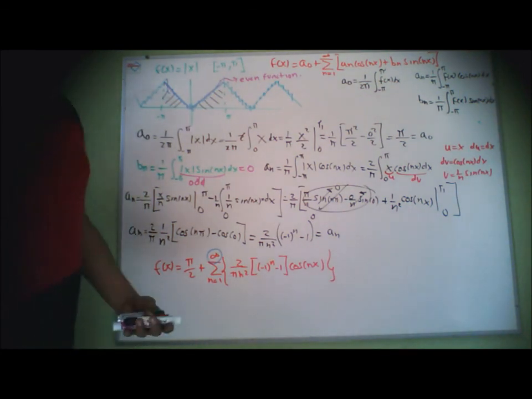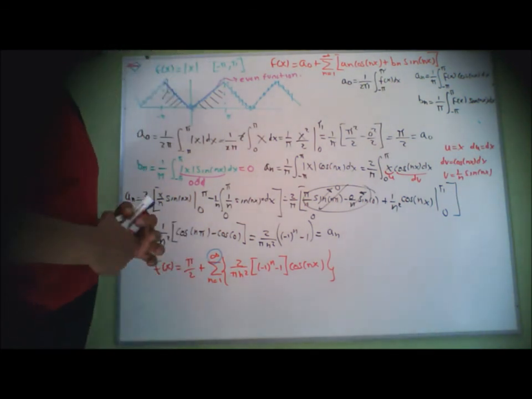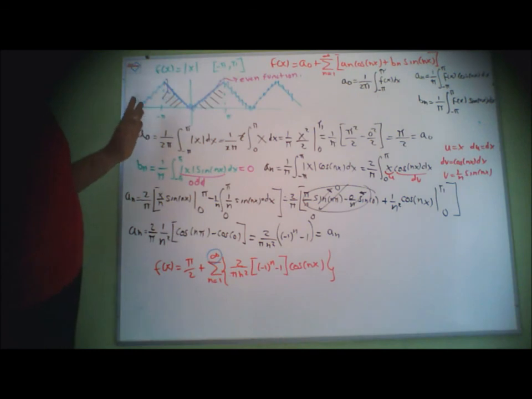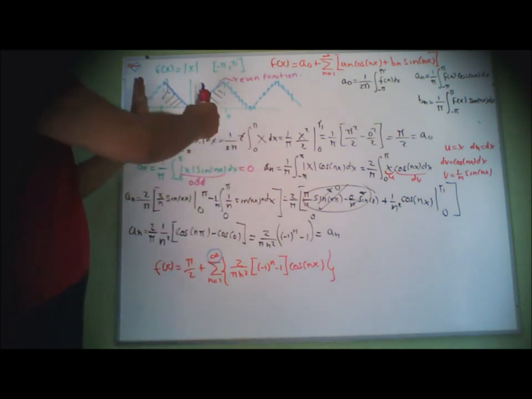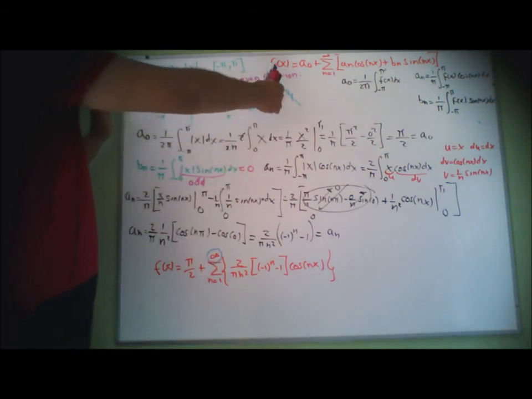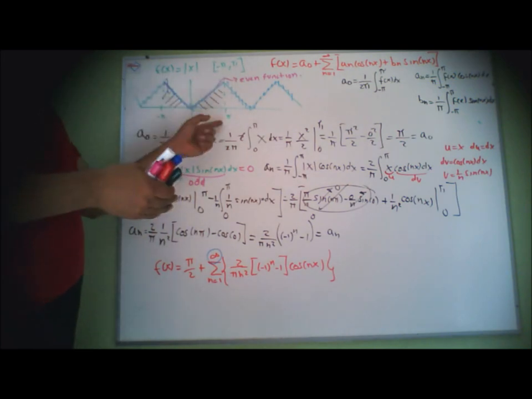Alright. In the next video we are going to deal with what to do when the functions are not between minus pi and pi. So what happens if the periodic function is in a different length? It's bigger or it's shorter than minus pi to pi.